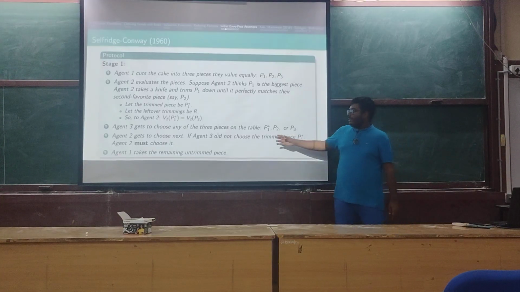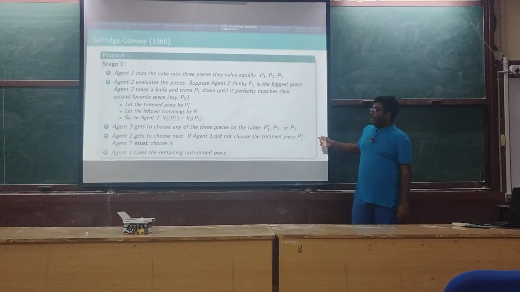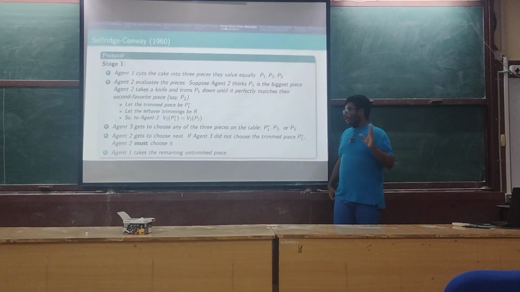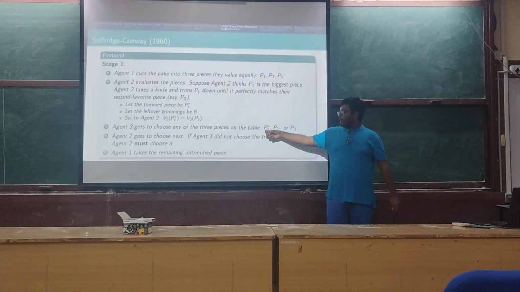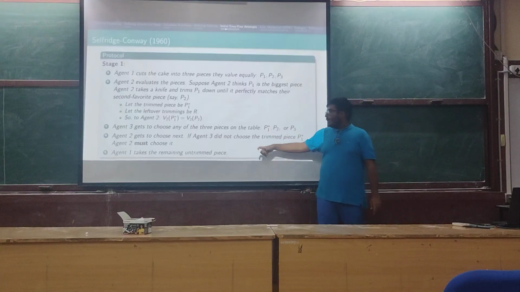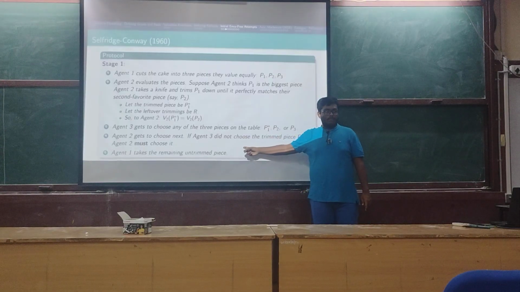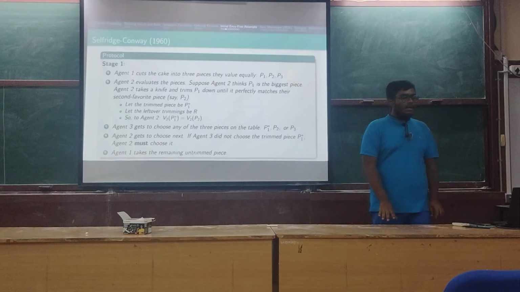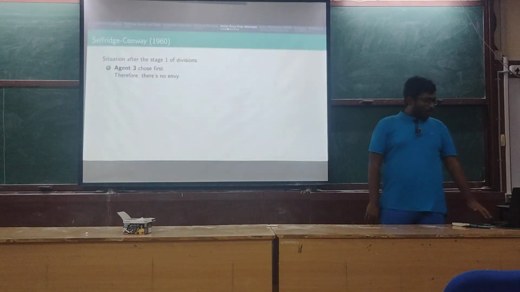Now they choose whichever one they find to be the best, after which agent 2 chooses. Now, there is one rule they need to follow. If agent 3 did not pick P1 star, then agent 2 must, with agent 1 taking the remaining untrimmed piece. Now the reasoning for that will be made clear.